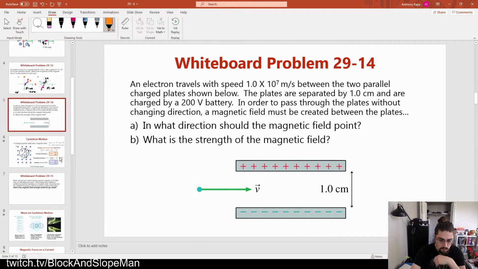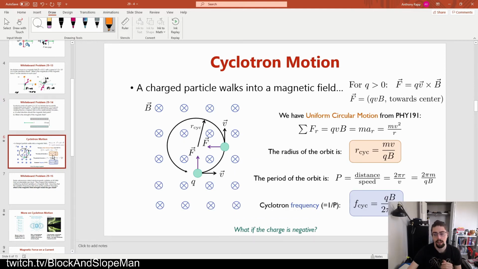So, there's some neat things you can do with this stuff, right? Seeing how a particle would interact with a magnetic field, we've got some particular motion that we might see when a particle is put into a magnetic field. One of the big ones is what we call cyclotron motion, right? Cyclotrons being things that cycle charges around in a big circle.